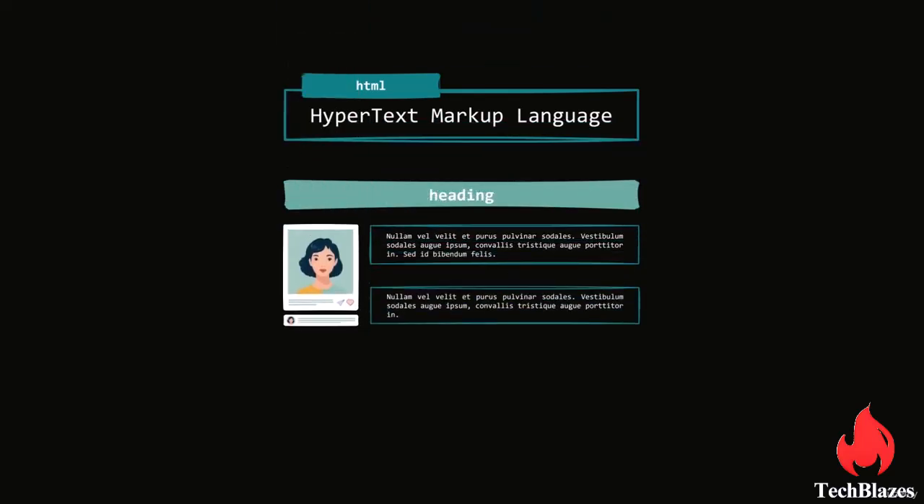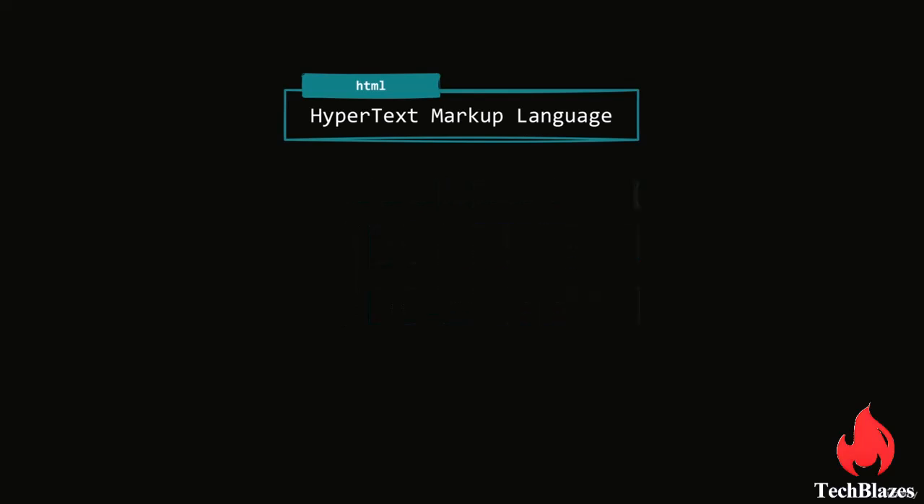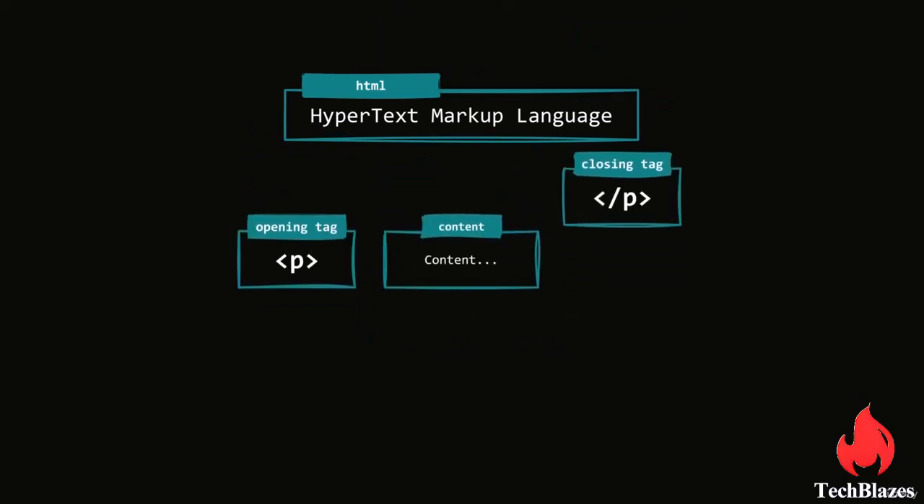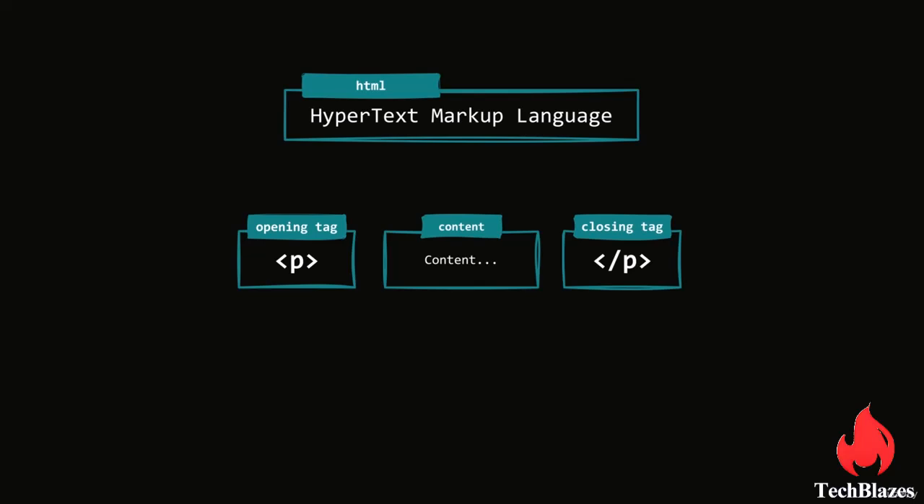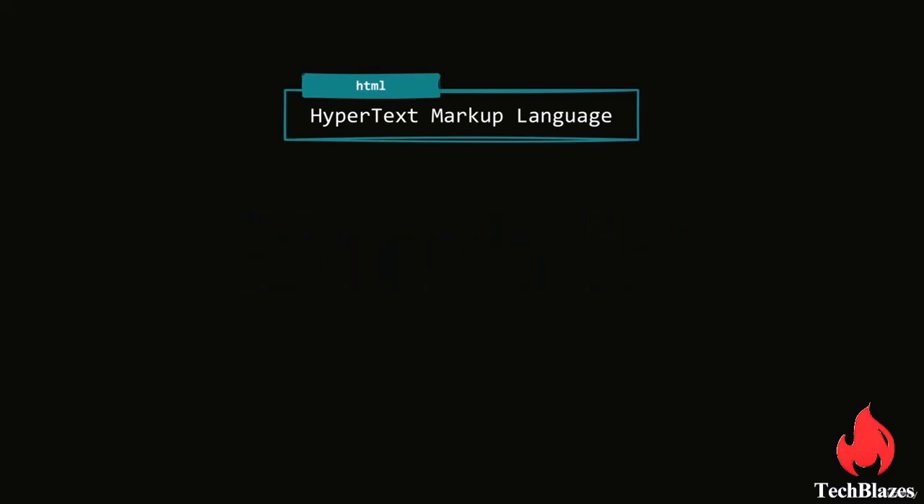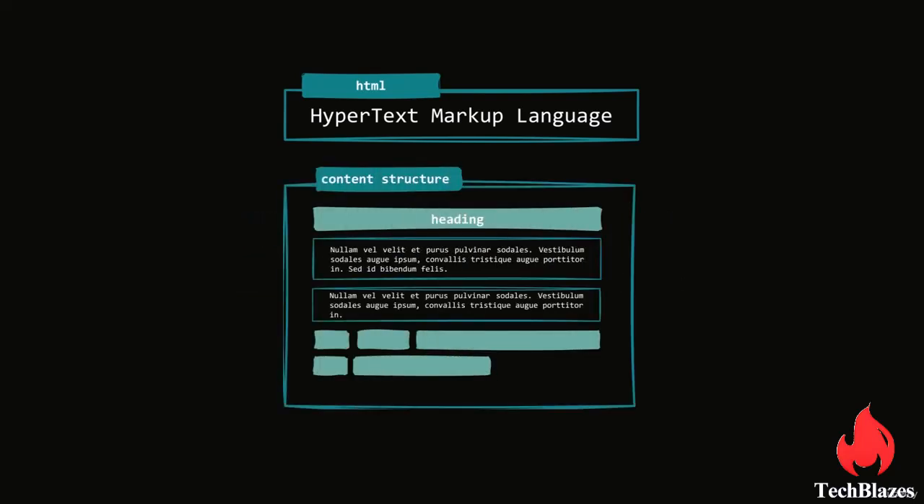Here are the basic rules of HTML. Tags are enclosed in angle brackets. Most tags come in pairs, an opening tag to start the element and a closing tag to end it. The closing tag includes a slash at the beginning to indicate where the element stops. HTML documents follow a hierarchical structure, meaning elements can be nested inside each other to create a meaningful layout.